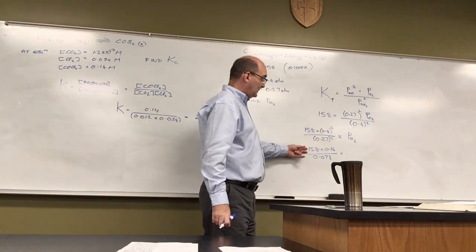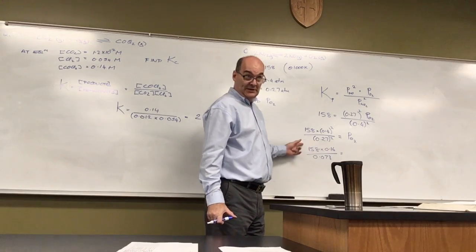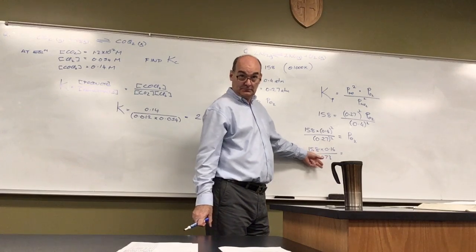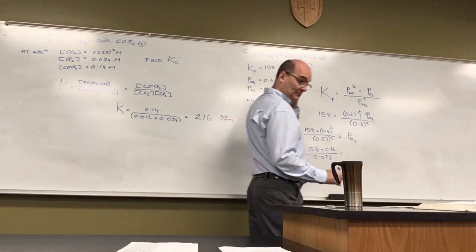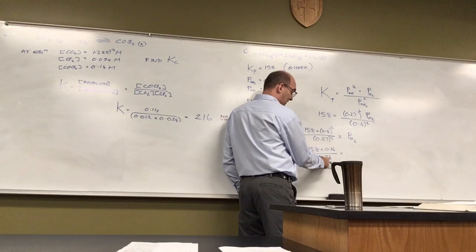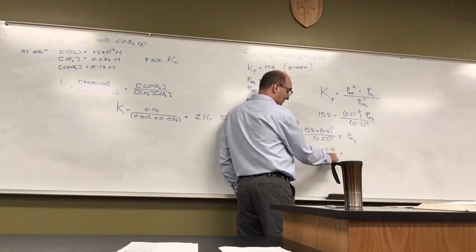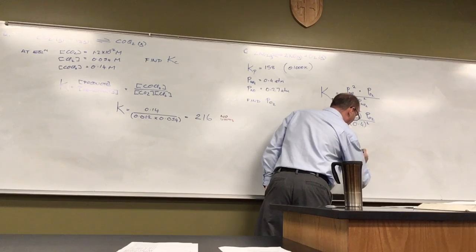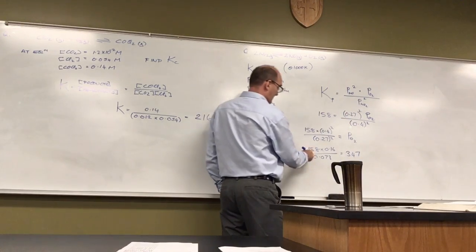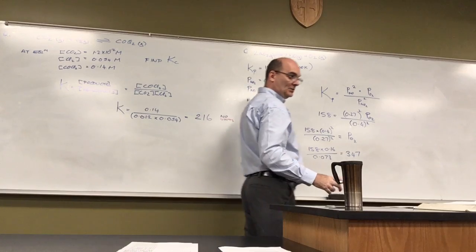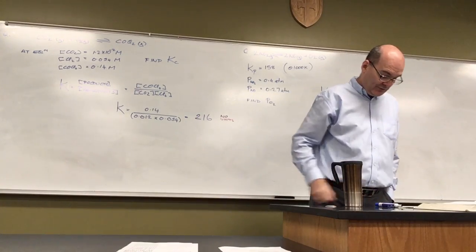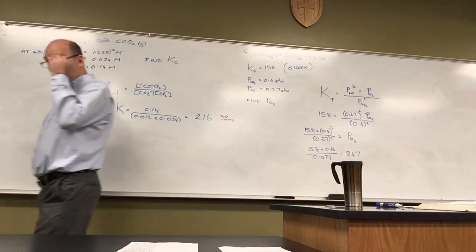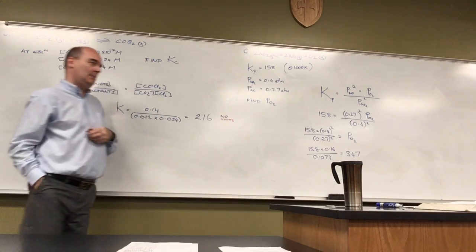Okay, big number times a small number makes that number smaller, but then divided by a very small number makes my number big again. And because this is a smaller number than that one is, my answer should be larger than the 158. So my answer comes out to be 347. 347 what? Atmospheres.